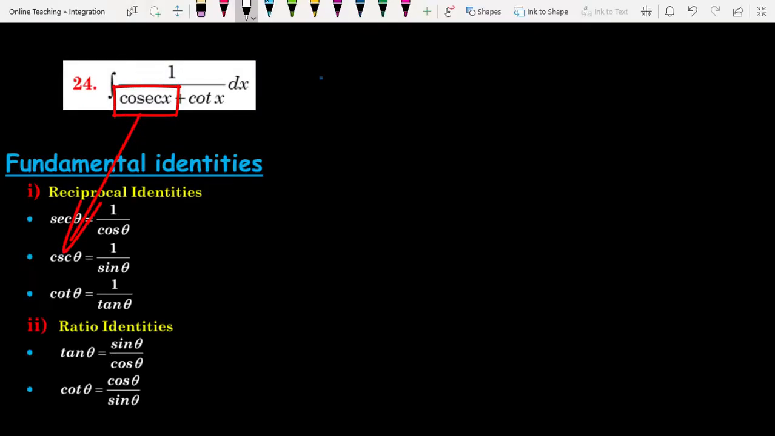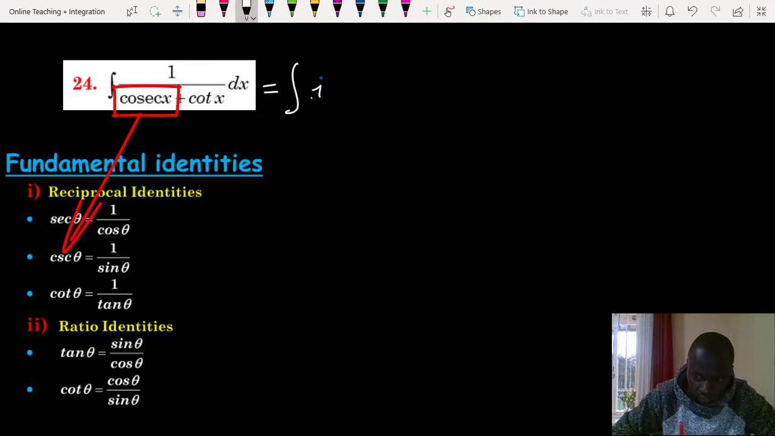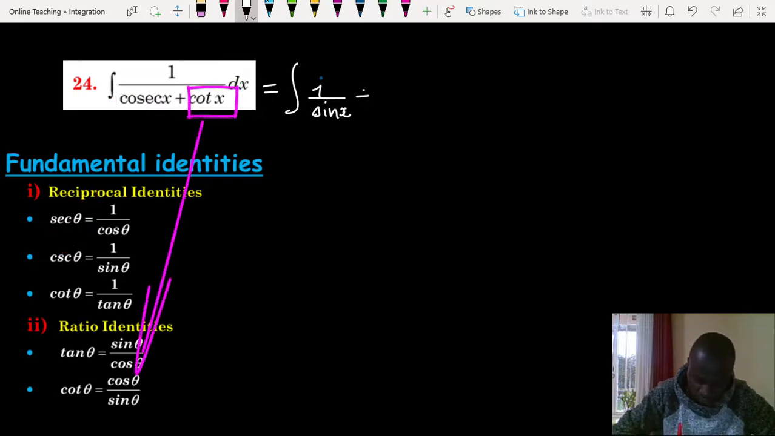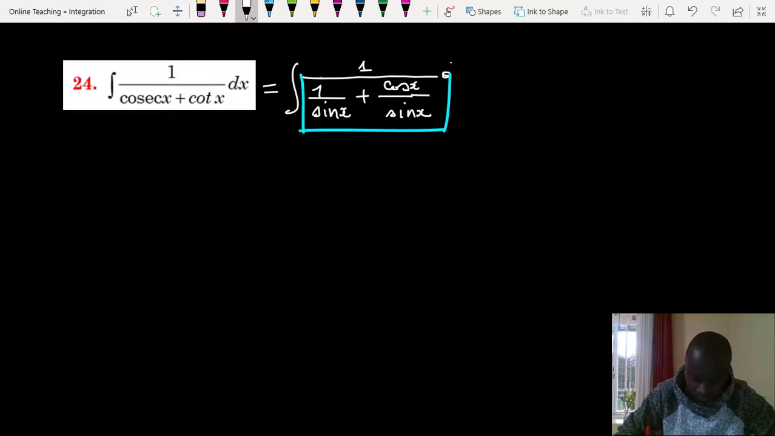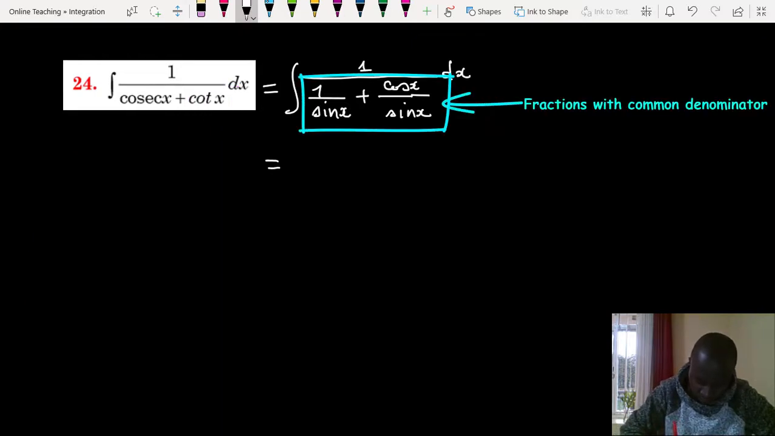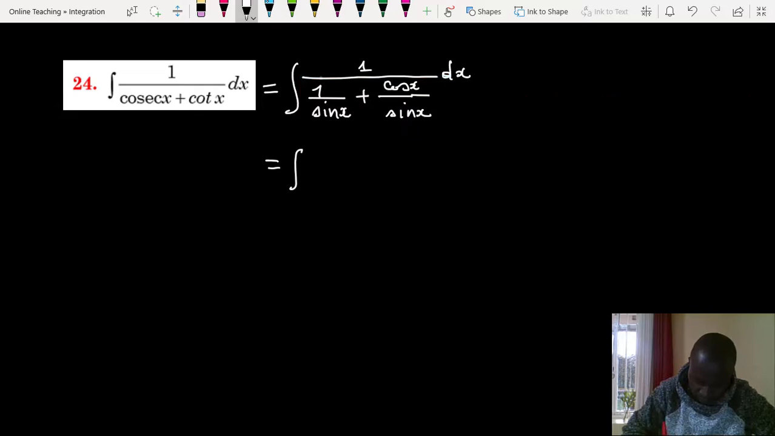We use reciprocal identities and relation identities to convert secant x and cotangent x in order to get the common denominator. After addition, we get the fraction whose denominator is the common denominator.